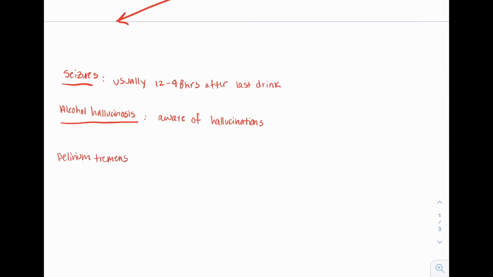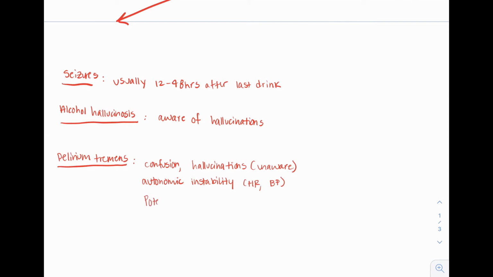This differentiates it from delirium tremens, which is a condition that includes confusion, hallucinations that patients are usually unaware of, autonomic instability that includes alterations in heart rate and blood pressure, and this is a potentially life-threatening condition if left untreated.